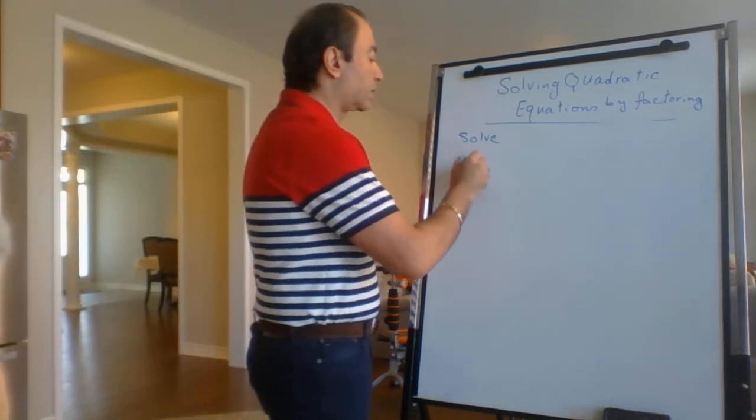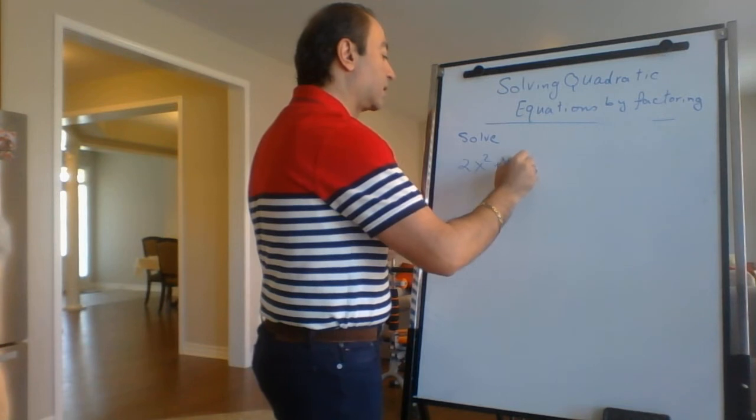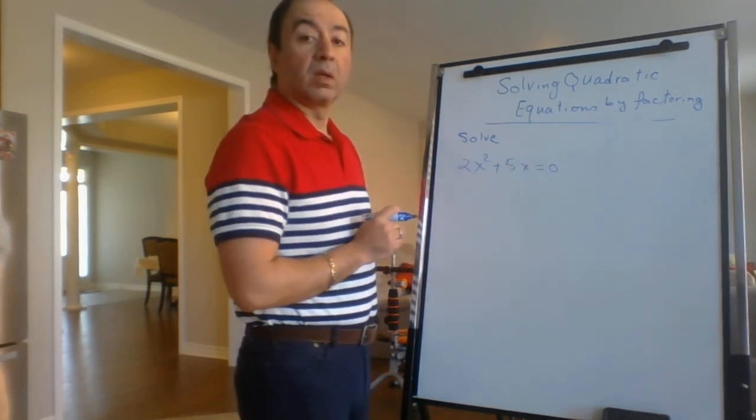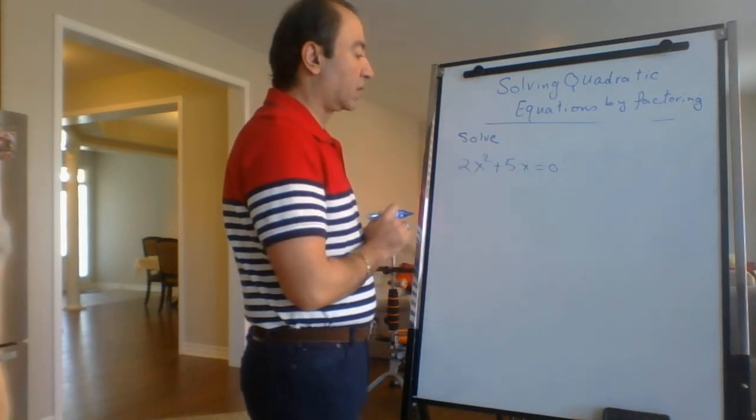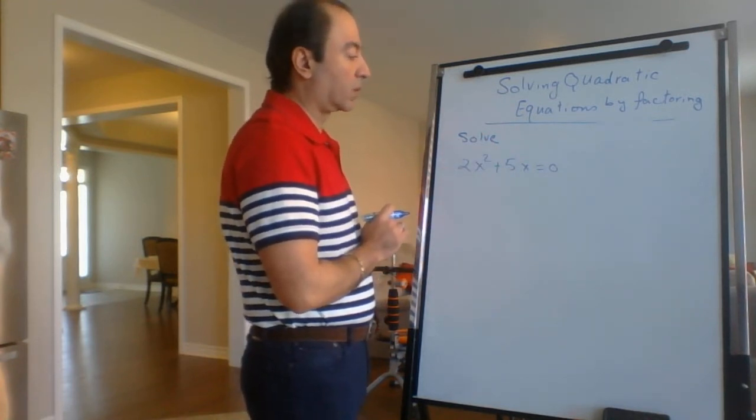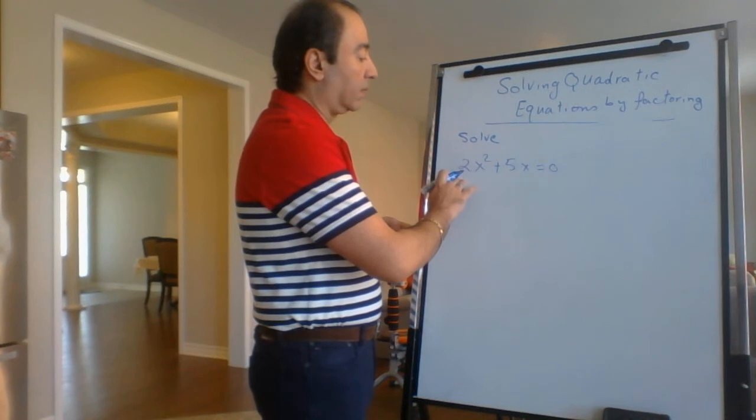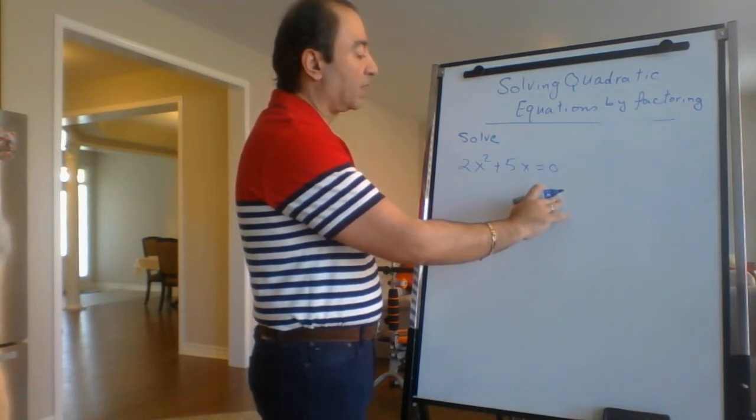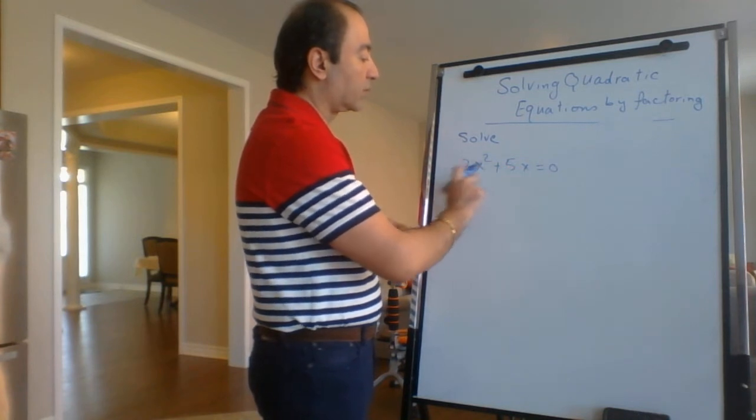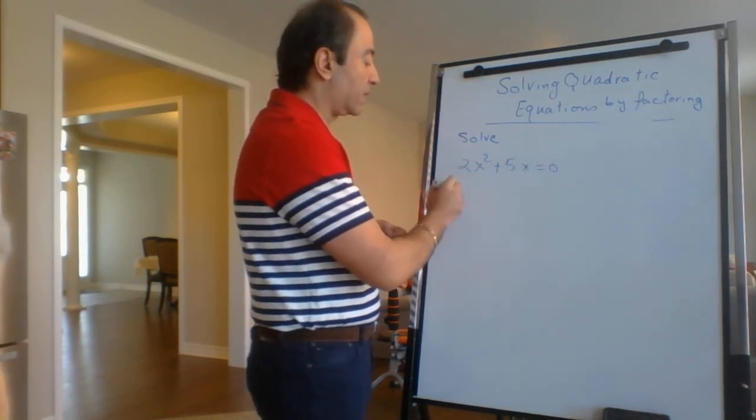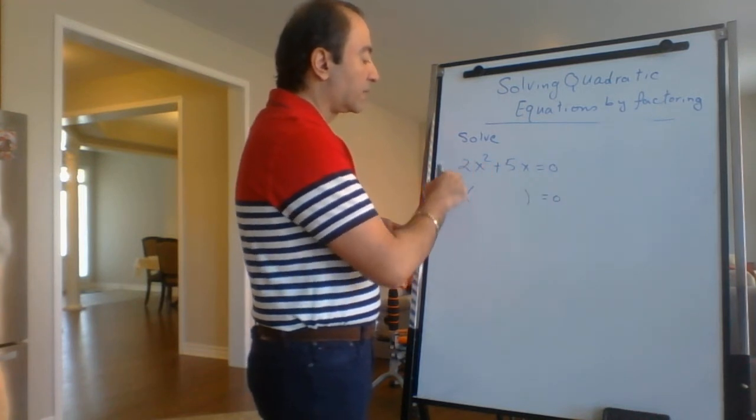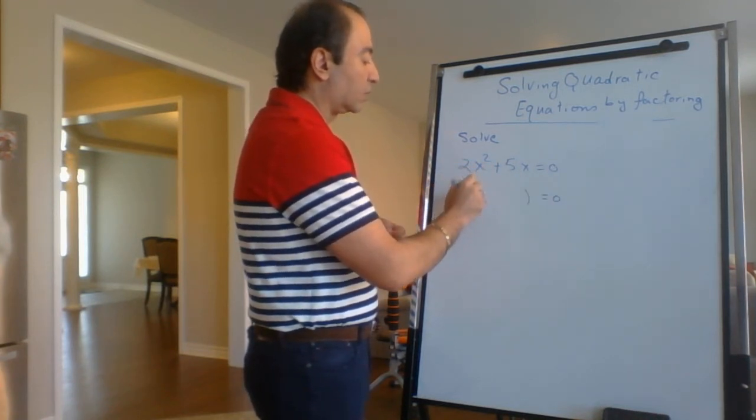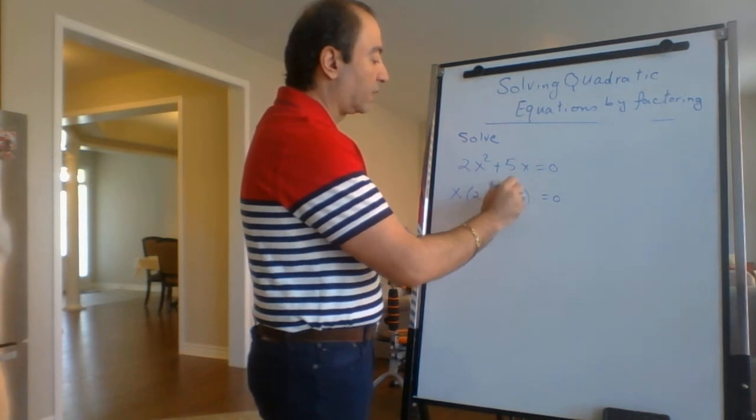2x squared plus 5x equals 0. Okay, now I have a 0 here, so it's okay, I can start the process. The first step of any factoring is to look for common factors. Is there anything common here? Yes, x is common. What will be left inside? I divide each term by x, so that will leave 2x plus 5.